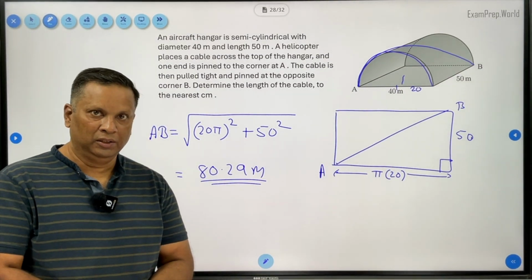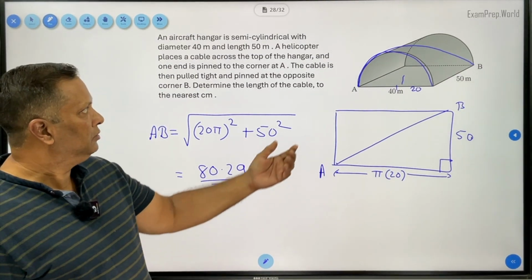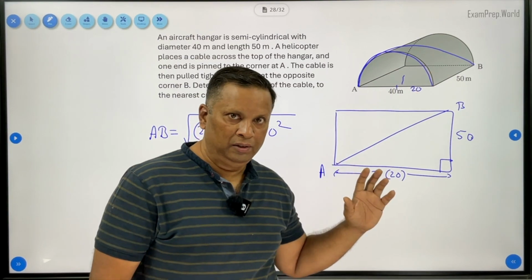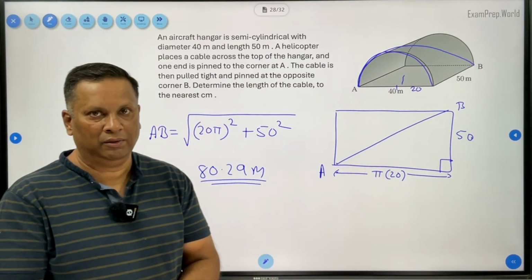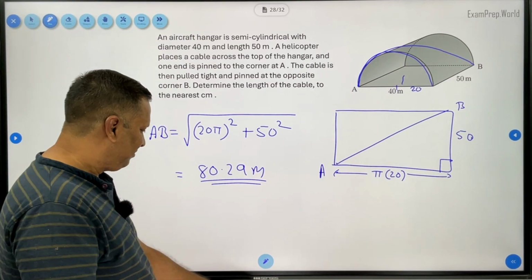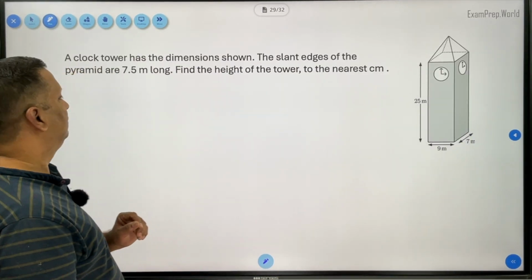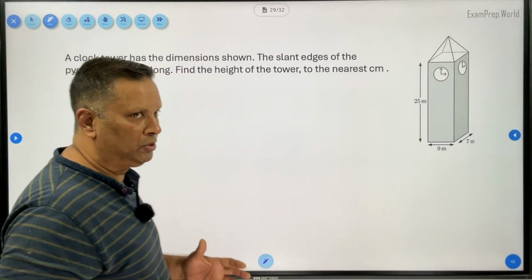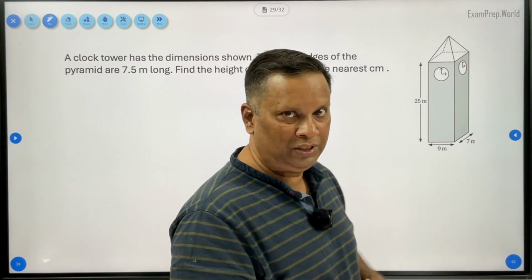Was it difficult? The challenge was only to imagine this thing as a rectangle. Once you have done that, you use Pythagoras theorem to solve it. Okay, so let's go ahead and do the next question. Yeah, this is straightforward, flat plate structure, no curvature, so seems easy.